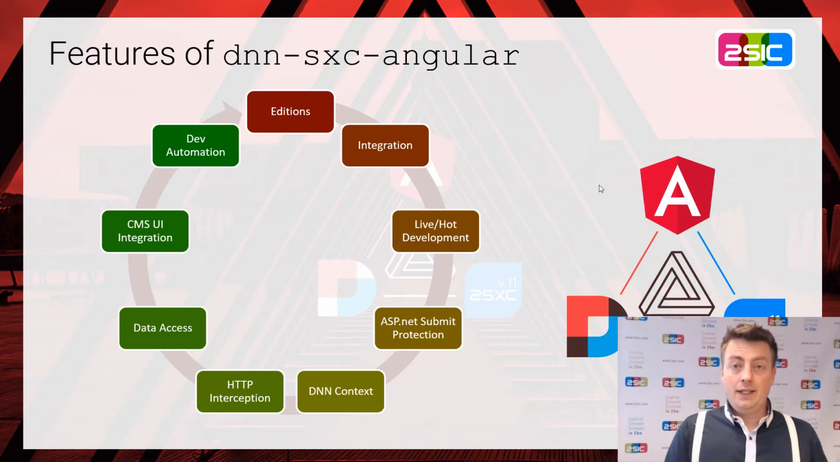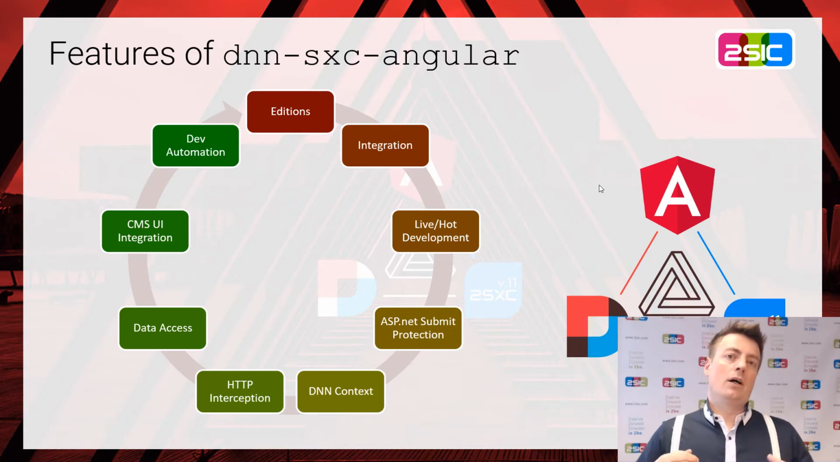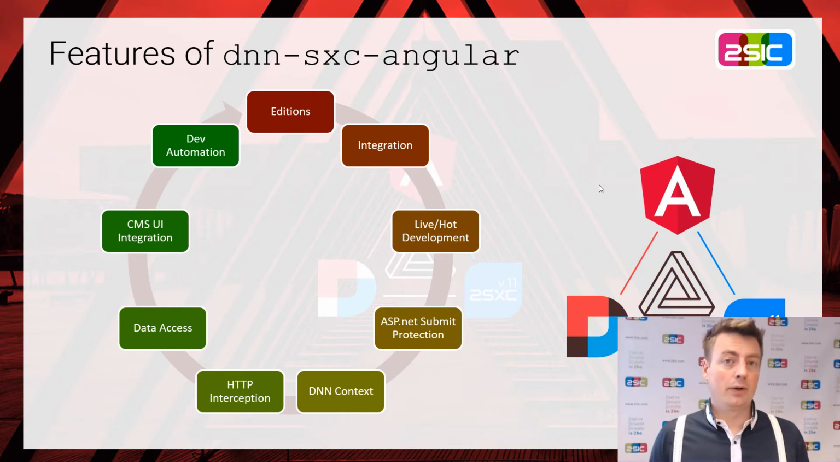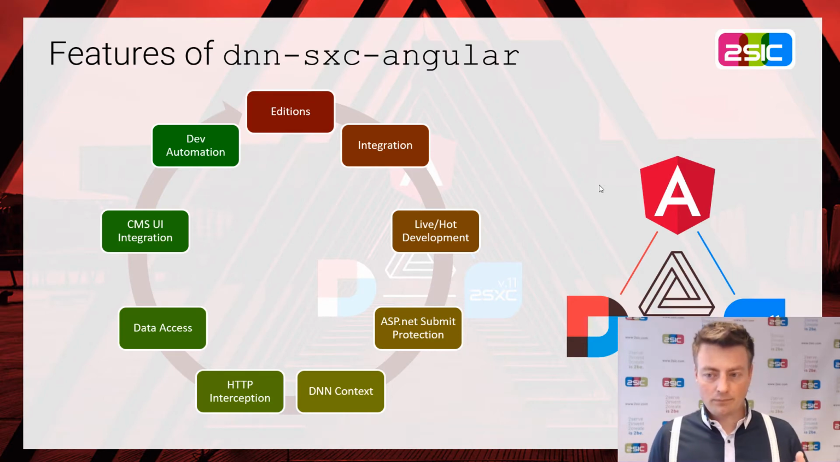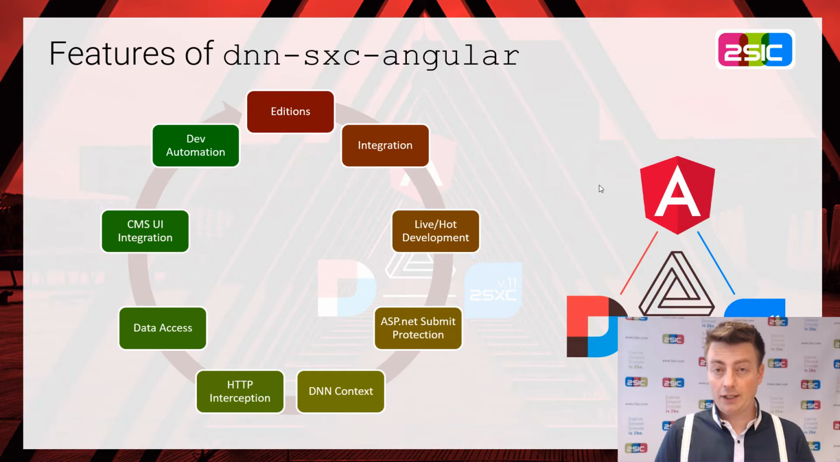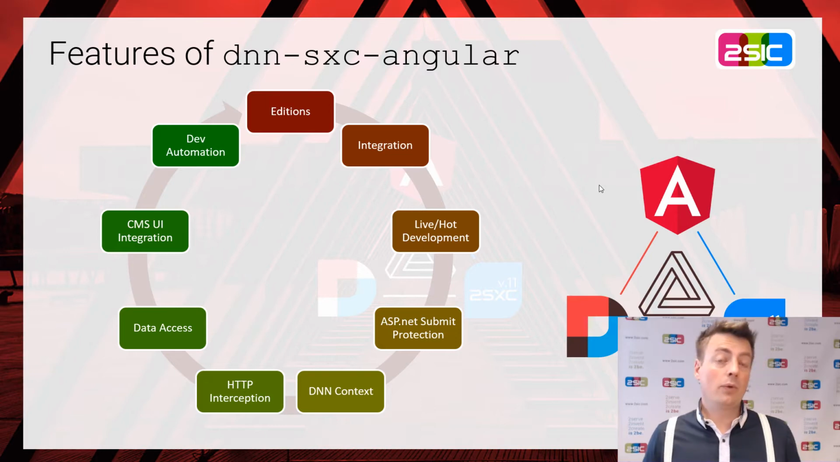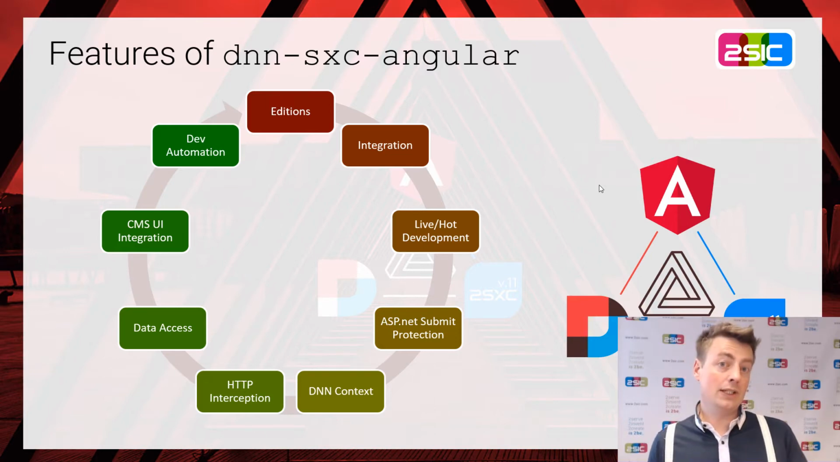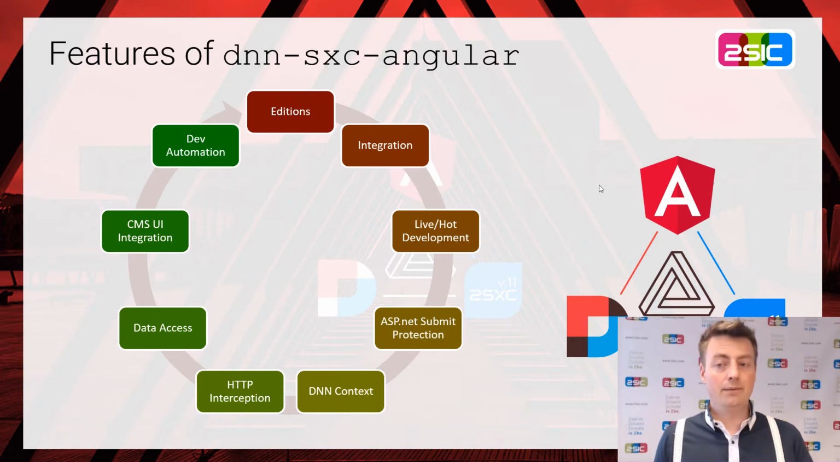Then we're passing in the DNN context, like what page am I on, what module am I on, into Angular. That's important for all the API requests to work as expected. We have an HTTP interception layer, which makes sure that I can just write Angular code to talk with HTTP, and all the requests will automatically get the headers they need to talk in DNN. There's a data access layer to get data. There's a UI integration for editing.